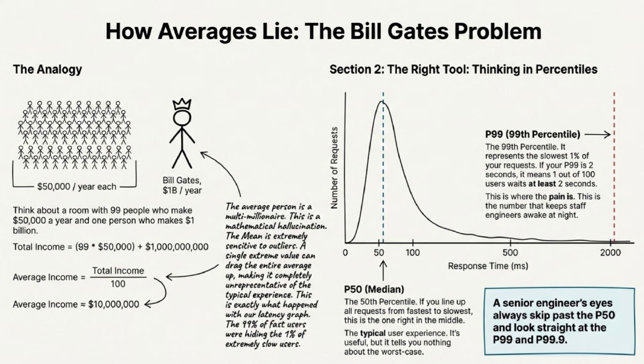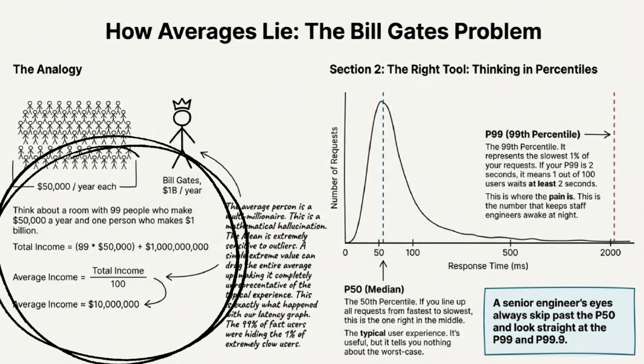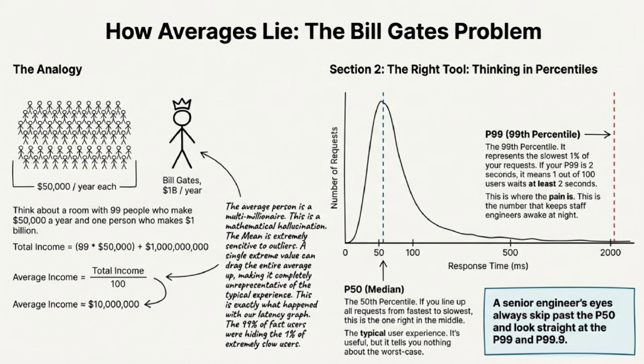Imagine you're measuring the time it takes for your server to respond to a request. If you just take the average, the mean, you're adding up all the times and dividing by the number of requests. The problem with the mean is that it's extremely sensitive to outliers, or even worse, it hides them. Think about a room with 99 people who make $50,000 a year and one person, let's say Bill Gates, who makes $1 billion. The average person in that room is a multimillionaire, but that's not true, is it? It's a mathematical hallucination.